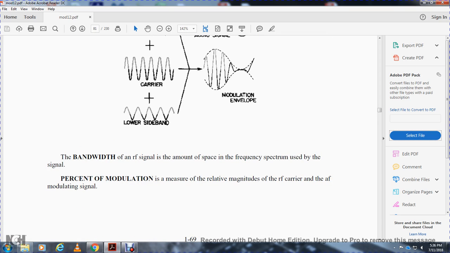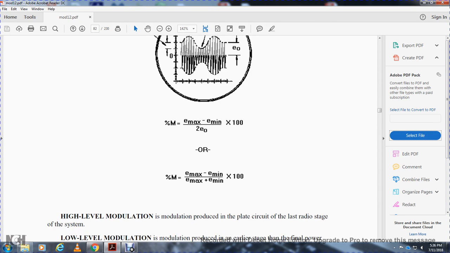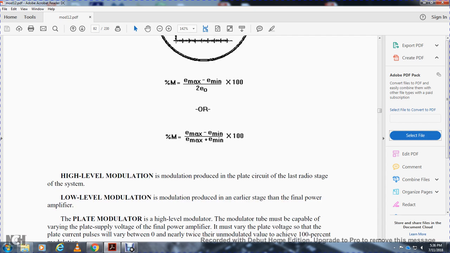Bandwidth of the radio frequency signal is the amount of space in the frequency spectrum used by the signal. Percent of modulation is a measurement relative to the magnitude of the radio frequency carrier and the audio frequency modulating signal. Each division is 200 volts: voltage maximum, voltage minimum, voltage peak. Percentage of modulation equals voltage maximum minus voltage minimum over two times the peak voltage, times 100, or voltage maximum minus voltage minimum over voltage maximum plus voltage minimum, times 100.